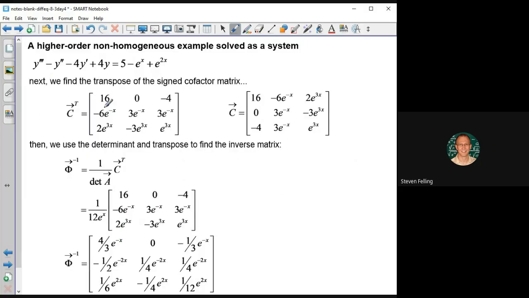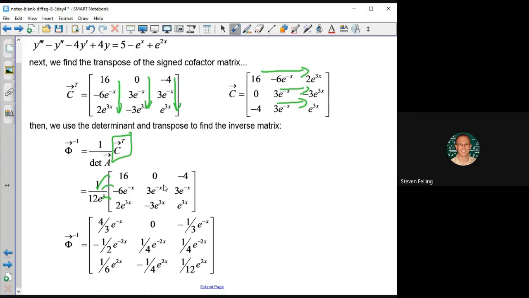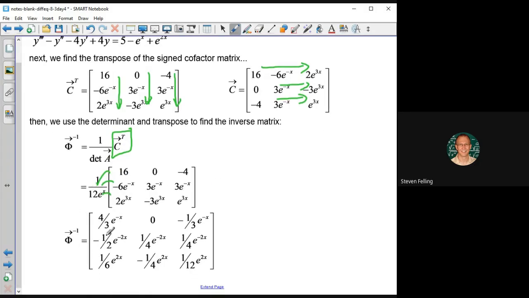So in the next step, we take the transpose. Here was that. This now becomes this column. This row here becomes this column. This row here becomes this column. And finally, we take that and multiply it by 1 over the determinant, which was 12 e to the x. So if you multiply this in everywhere, you end up getting 12 over 16, which is 4/3.